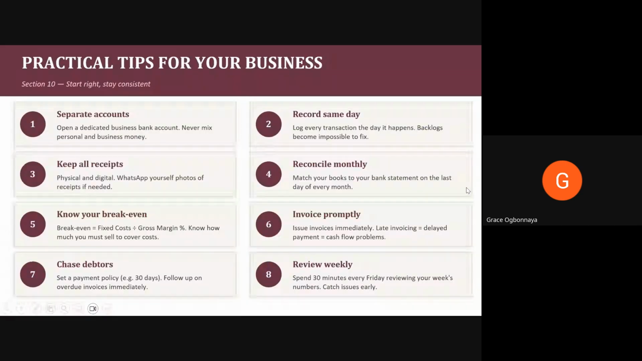Now, practical tips for your business. Just to start and to stay consistent, have a dedicated account for your business, not using your personal account. Today you might say there's a network issue, this corporate account is not good, okay, I'll send it to my personal account. You might not remember to send it back to your corporate account.